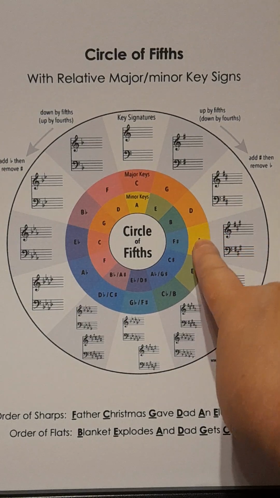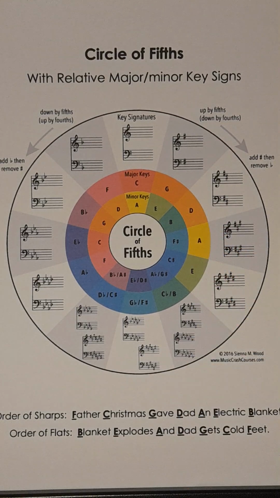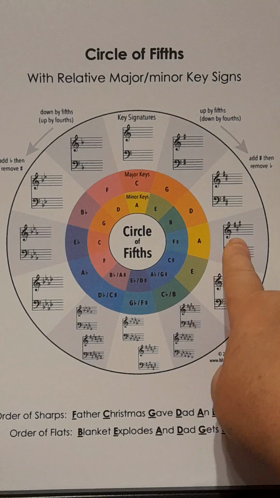If we went to the fifth note of the D major scale, we have D, E, F sharp, G, A. Starting on the A and ending on A, we have A, B, C sharp, D, E, F sharp, G sharp, A. There are three sharps in the key of A major.